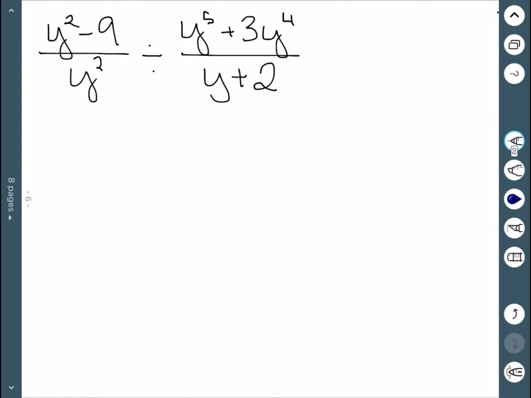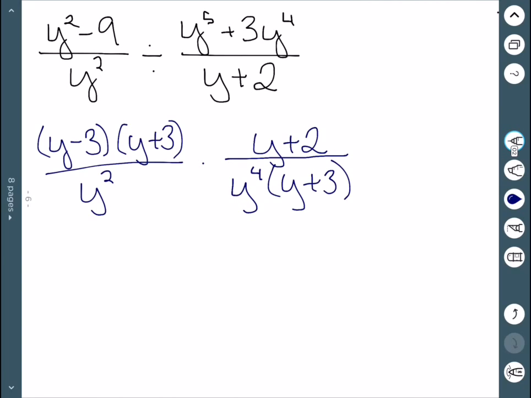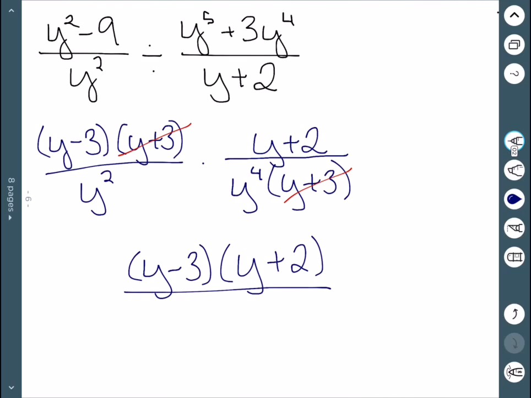So one last example, y squared minus 9 will factor into y minus 3, y plus 3, all over y squared. For the second one, we're going to flip this fraction, so the top is y plus 2, and on the denominator, I could pull out a y to the 4th, and I'm left with y plus 3. So now I can see that there is a y plus 3 on the top and the bottom that can cancel. So on the top, I'm left with y minus 3 times y plus 2, and on the bottom, y squared times y to the 4th is y to the 6th.